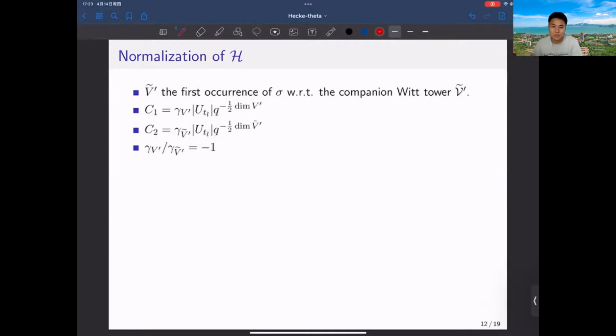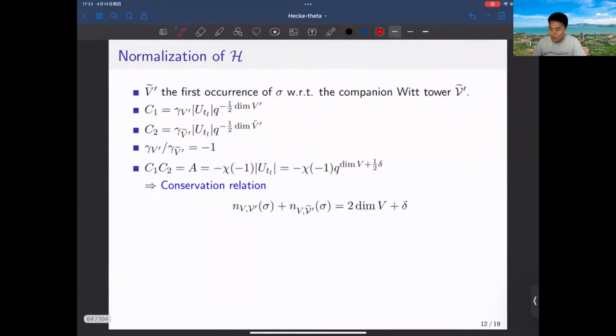So these will be the two eigenvalues of the quadratic relation of TTL. Okay, so therefore we know that C1 times C2 is equal to A. So what is A? A is easy to calculate, which is this number. And the Weil index is a root of unity. So if you take the absolute value of both sides and compare the power of Q, what you get is the conservation relation. Okay, so this gives a simple proof of the conservation relation.